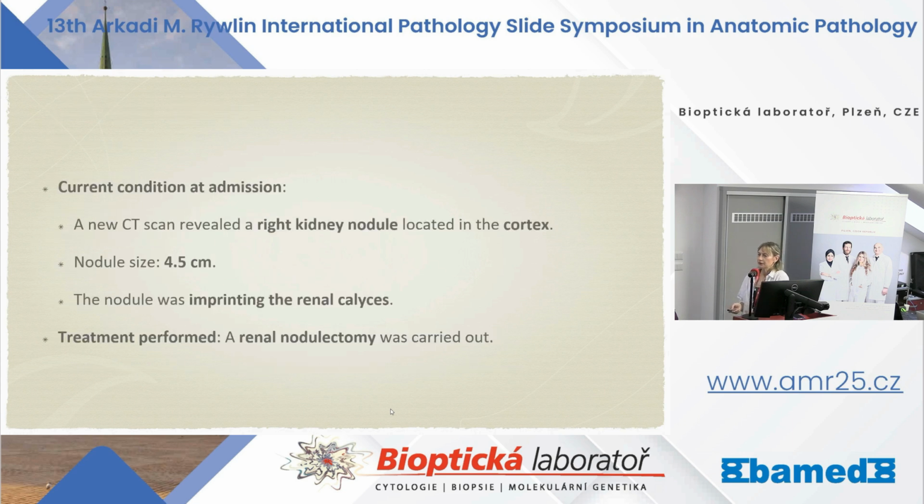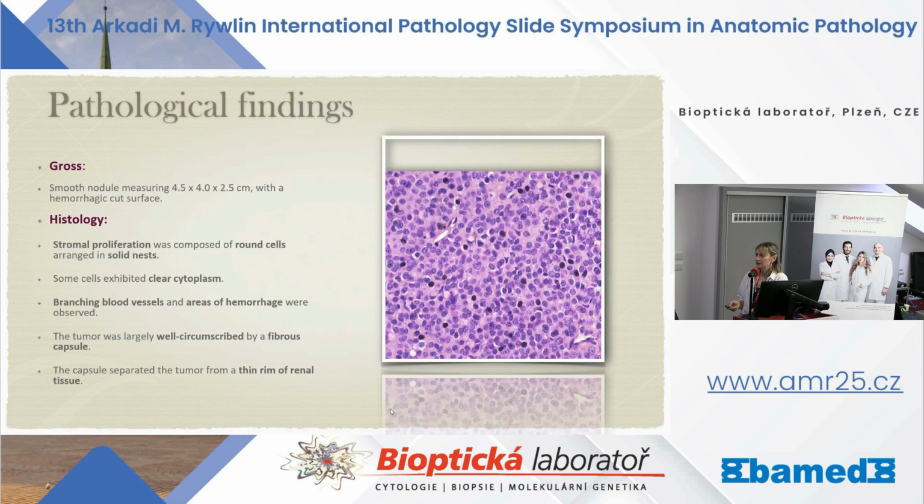After 1 year, a new CT scan revealed a right linear nodule located in the cortex, 4.5 centimeters, and the nodule was imprinting the renal calyces. Treatment was a renal nodulectomy, and this is the lesion. It was a smooth nodule measuring 4.5 centimeters in maximum diameter with a hemorrhagic surface.